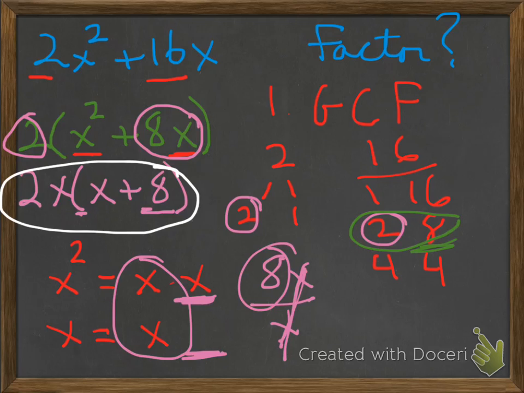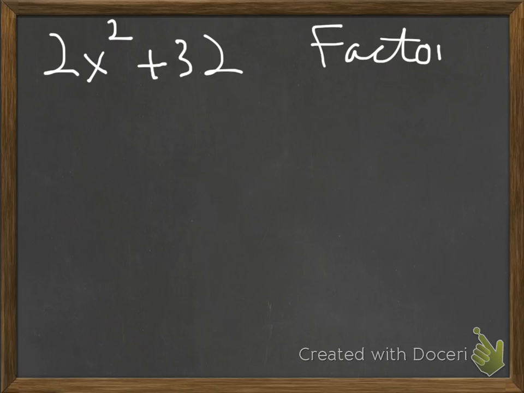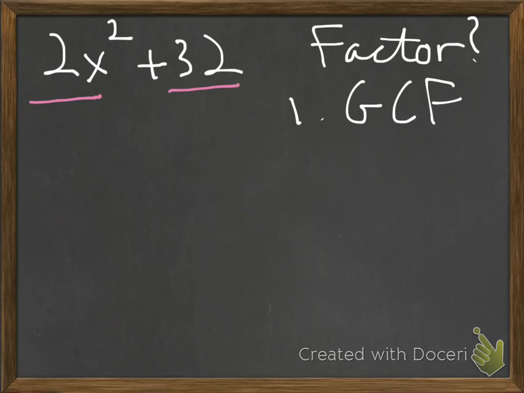Okay, now let's take a look at something else. Windshield wiper, yay. Okay, so let's take a look at another problem. We have 2x squared again, and then let's say I had plus 32. My question to you was, let's go ahead and see if we can factor this. So the first step, again, always, from that factor tree, is going to be greatest common factor. So we have to take a look at our numbers, and then we also have to take a look at our variables. But let's take a look at our numbers first.